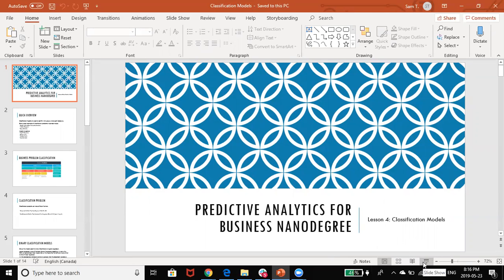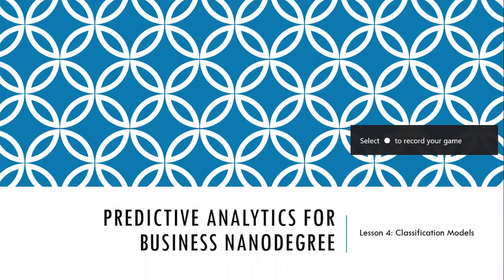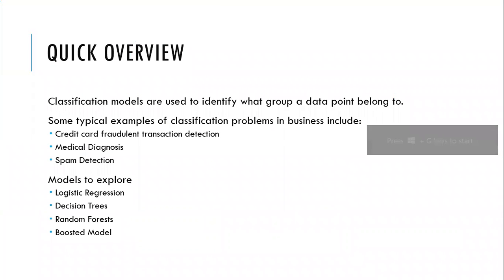So classification models. What do we need classification models for? Say, for example, you have data that has been given to you, and they want you to identify whether an email is a spam or not. Then you would need to use classification models to identify if the email is a spam or not. So a quick overview: classification models are used to identify what group a data point belongs to. Like I said, we can use them for spam detection.